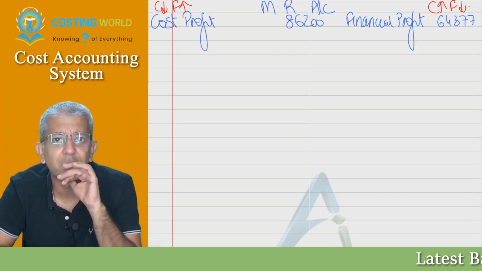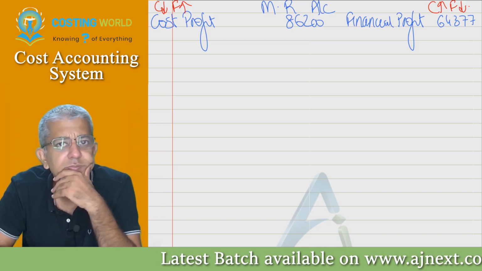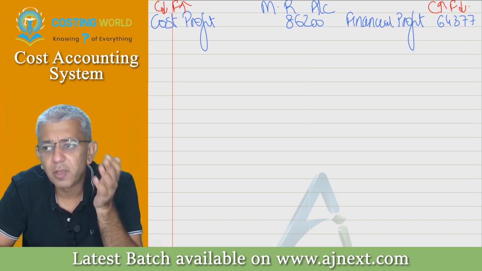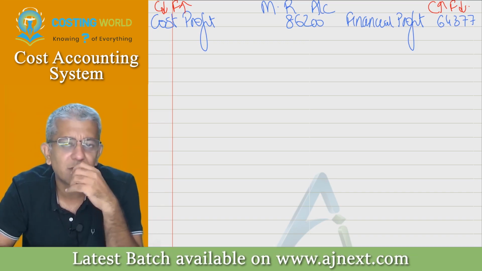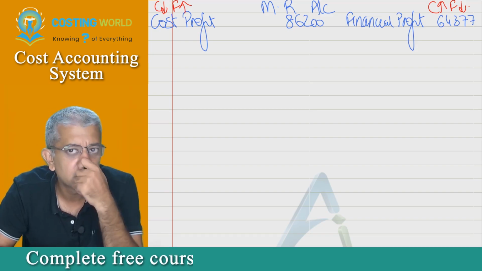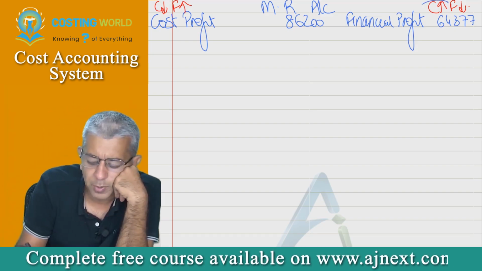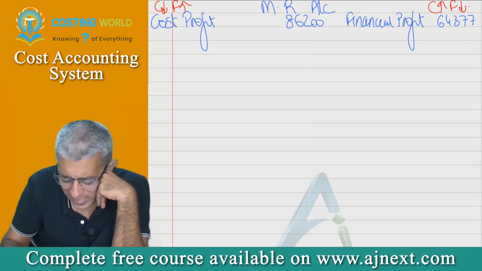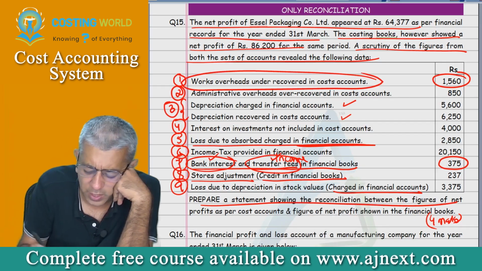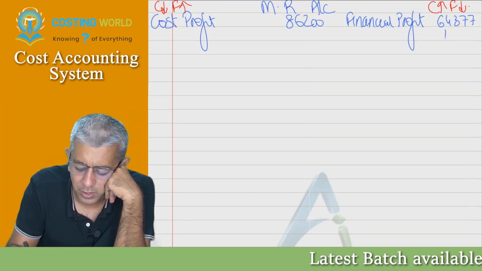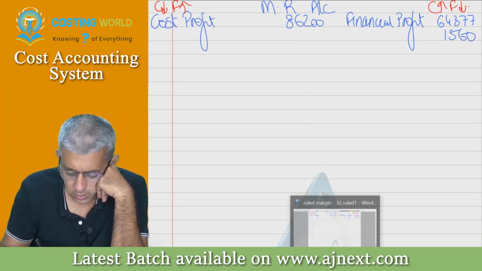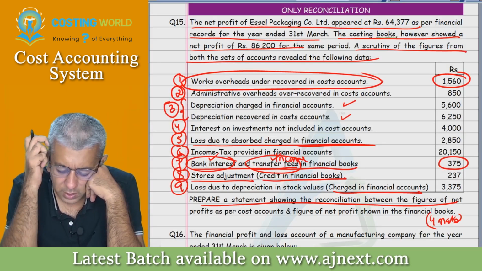Can you say under recovered means in costing you charge a lower figure? Yes, sir. Okay. If in costing you have charged a lesser figure, can we say profit in costing will be higher, no? Yes. So therefore it will be coming over here. And you can exactly match the words here. You write this on the credit side, exactly the same particular words. Write down works overheads under recovered in cost accounts.